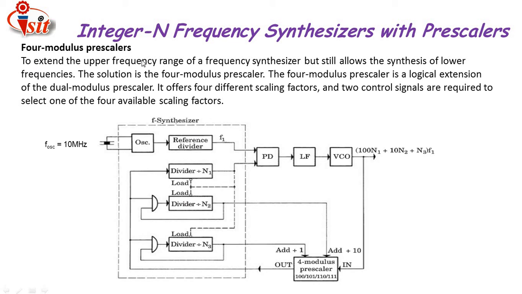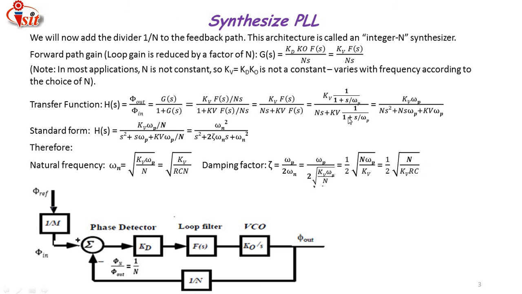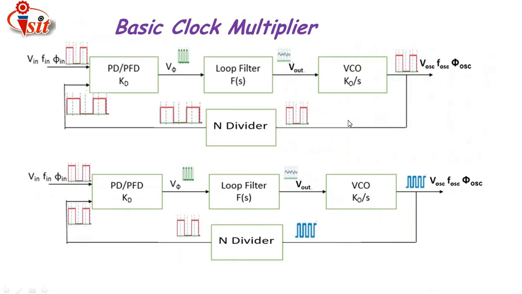This is to extend the upper frequency range of the frequency synthesizer but still allow the synthesis of low frequencies. The solution is the 4 modulus prescaler. The 4 modulus prescaler is a logical extension of the dual modulus prescaler. It offers 4 different scaling factors, and 2 control signals are required to select one of the 4 available scaling factors. This is all about the prescaling factors related to the PLL, along with some basic applications along with synthesizers.